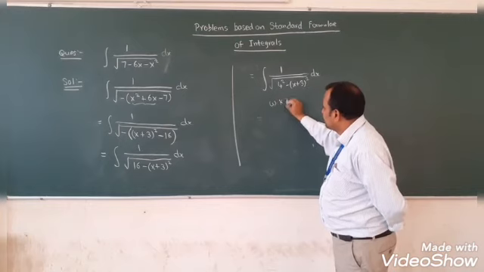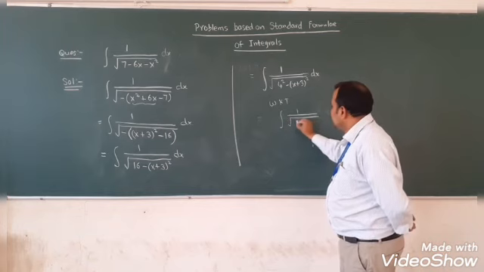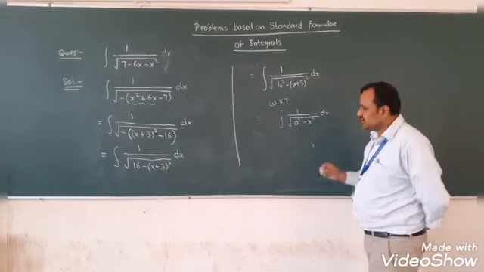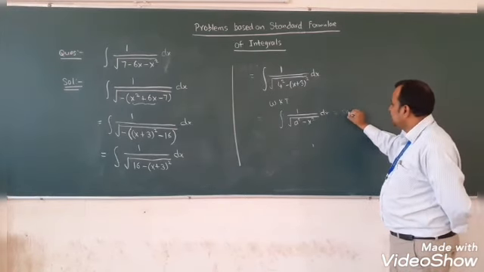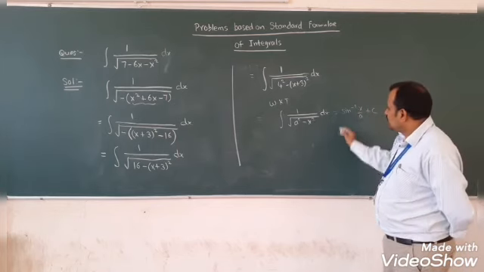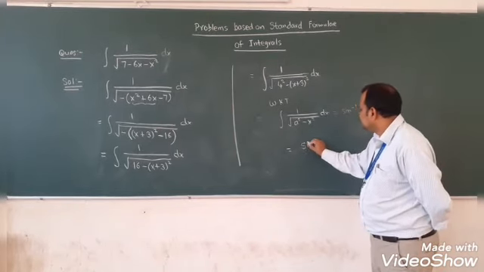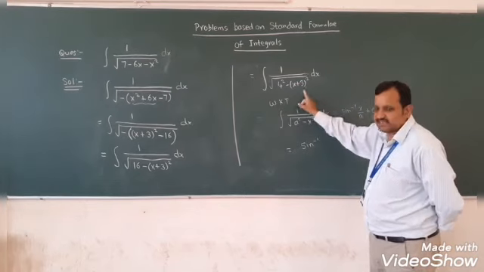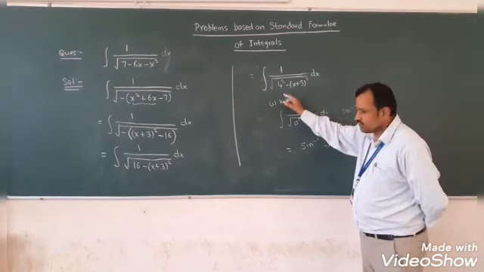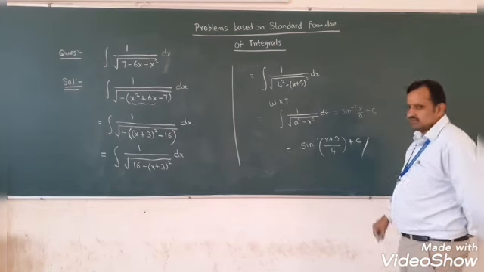We know that the integral of 1 divided by root over a square minus x square dx. The formula is sine inverse x by a plus c. So apply the formula. Finally you will get sine inverse x, where x here is x plus 3, and a here is 4, plus c. So this is the required answer.